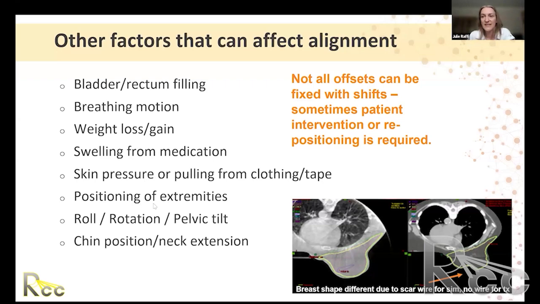Positioning of extremities can affect setup. Roll or rotation, pelvic tilt, those are things that you would want to go in and actually correct with your patient positioning on the table versus just applying a shift. And then chin position and neck extension as well, taking care to make sure that the chin isn't in the field if it wasn't there for the planning team.